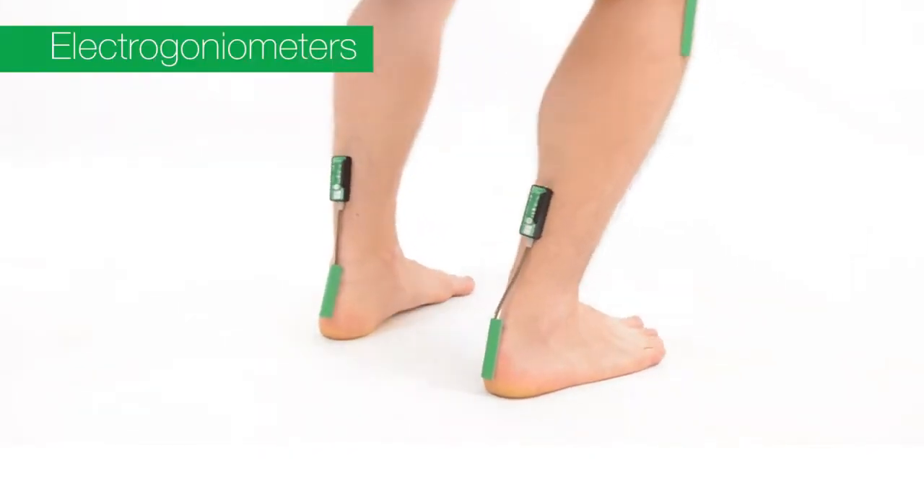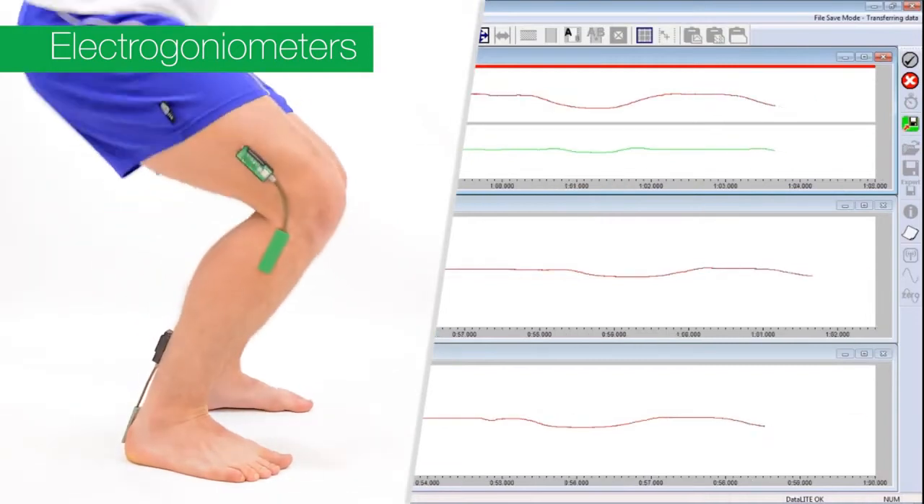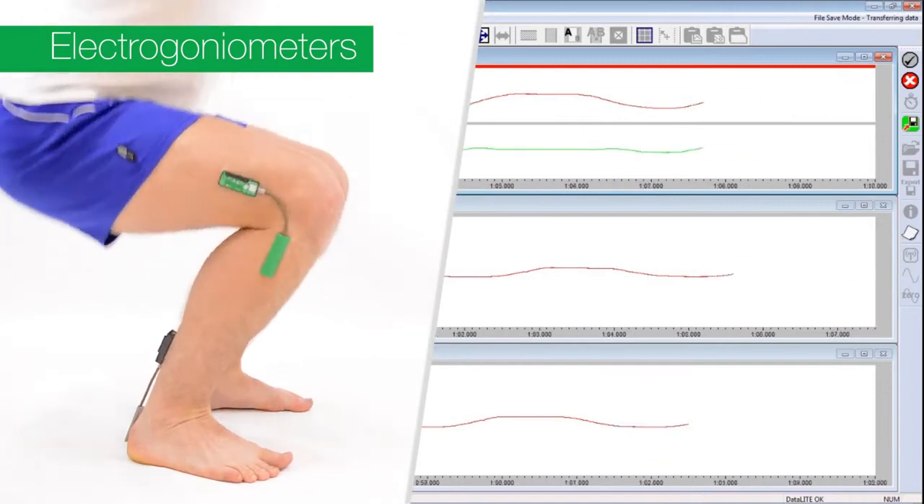DataLITE twin-axis electrogoniometers accurately measure angles in up to two planes of movement for the neck, elbow, wrist, hip, back, knee, or ankle.